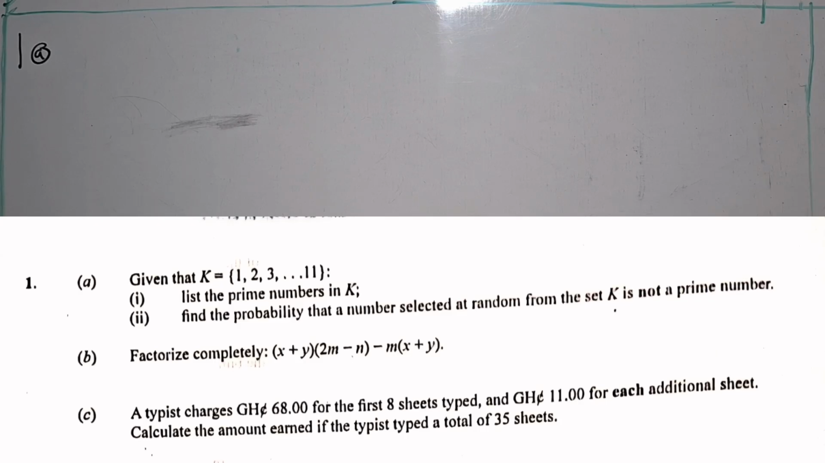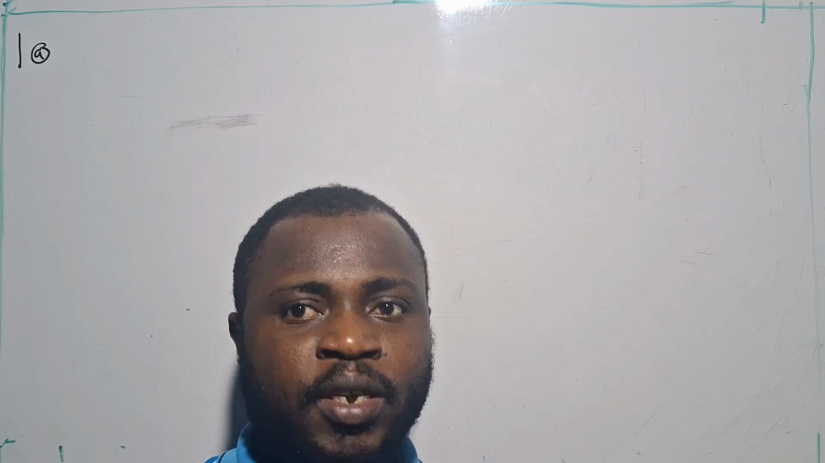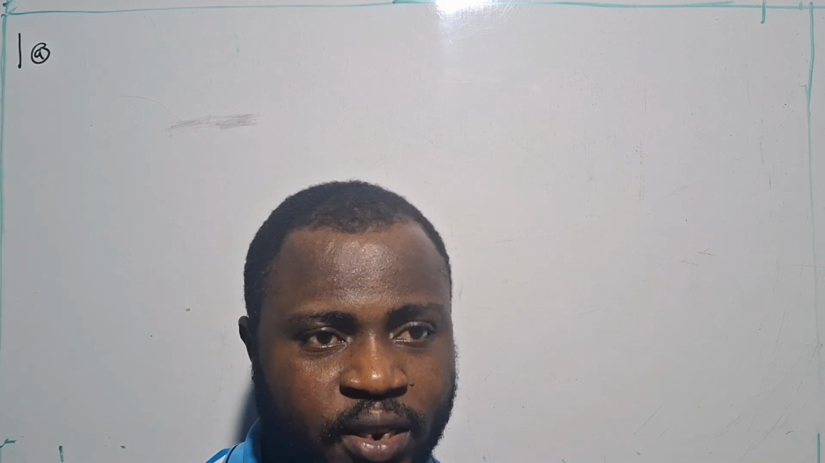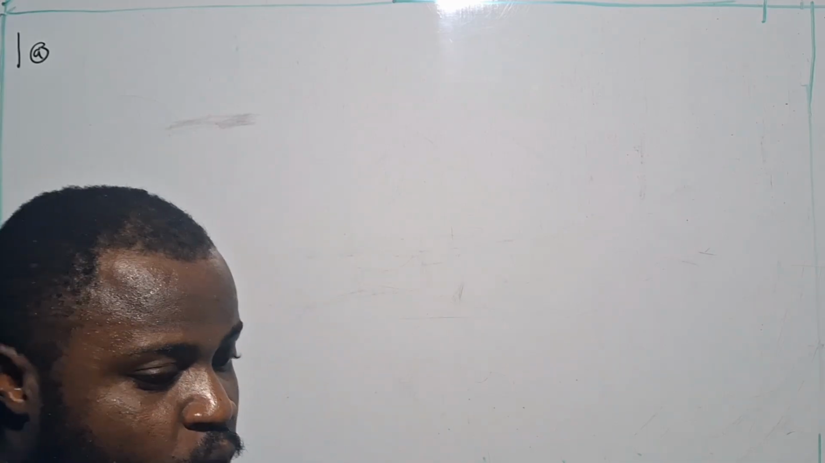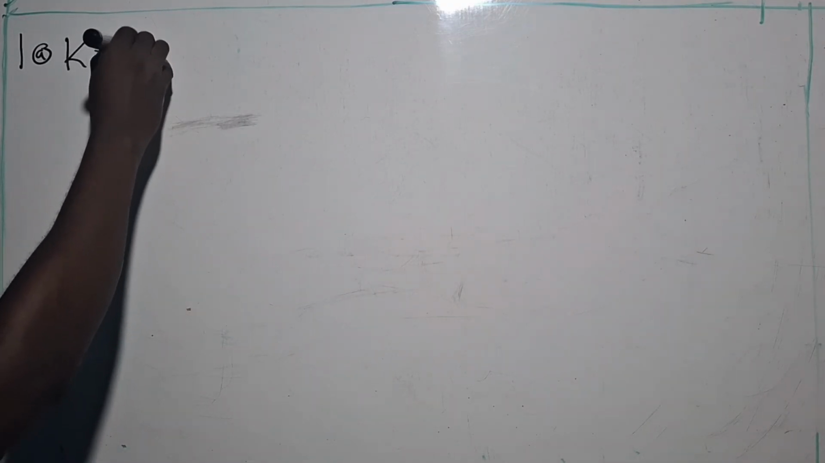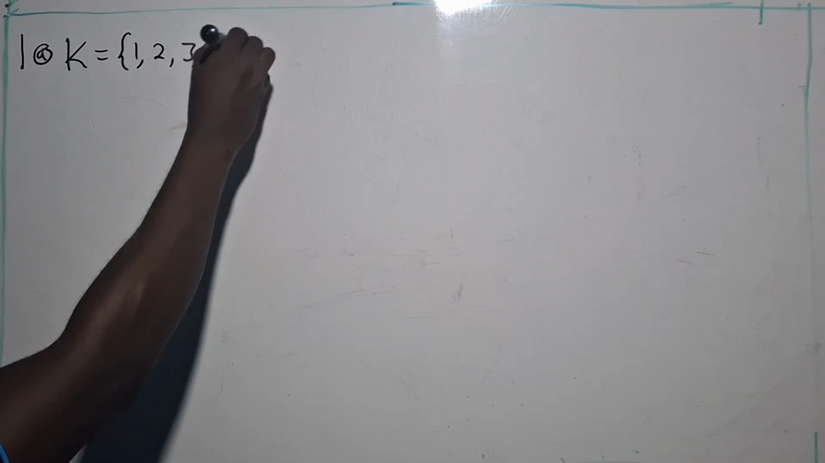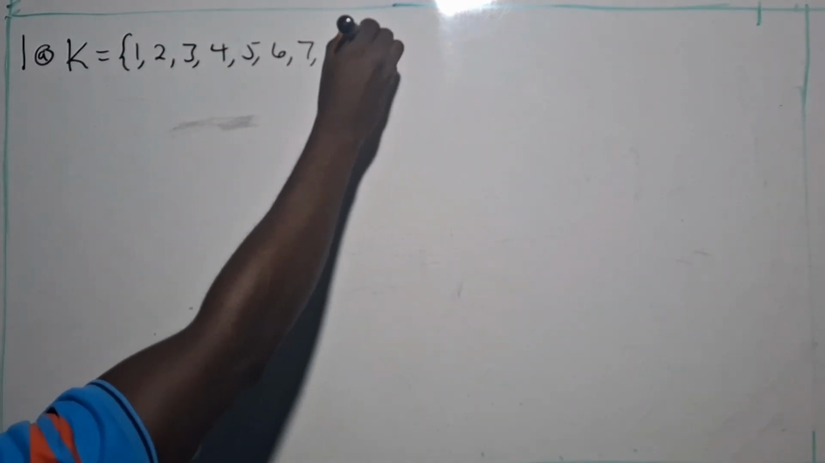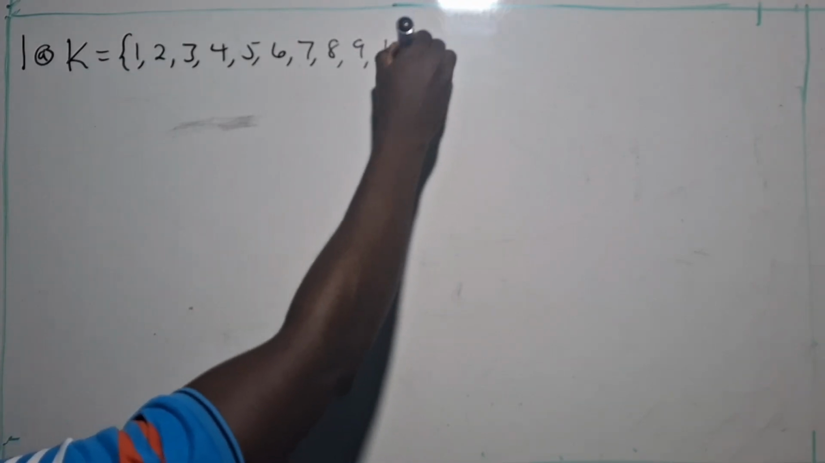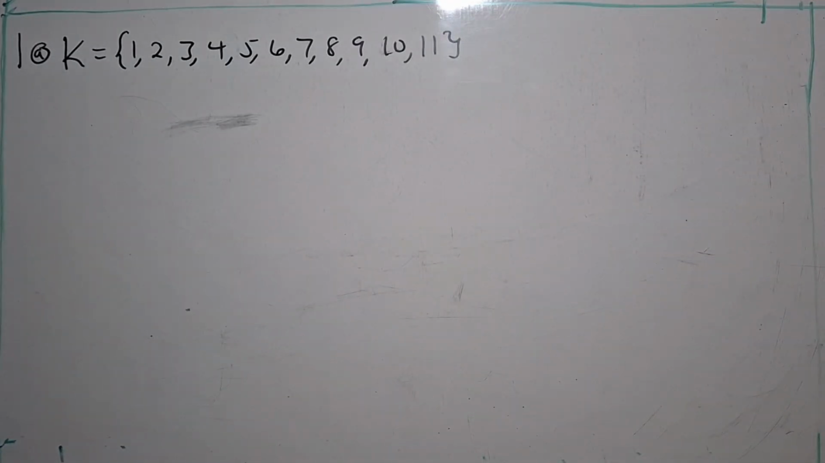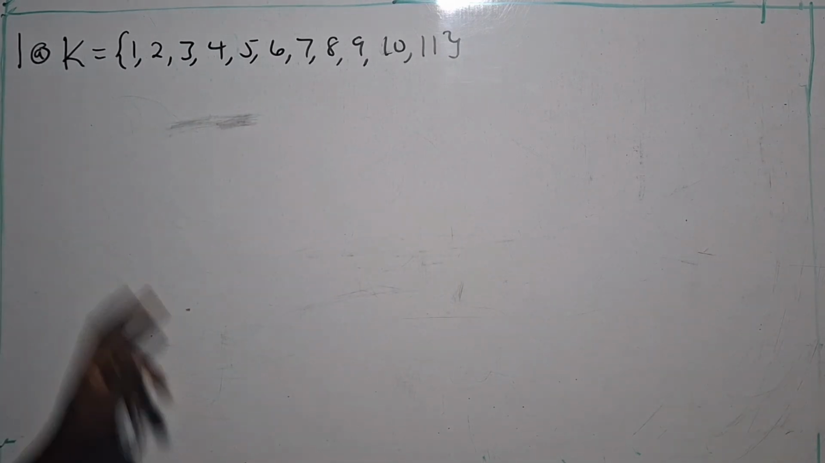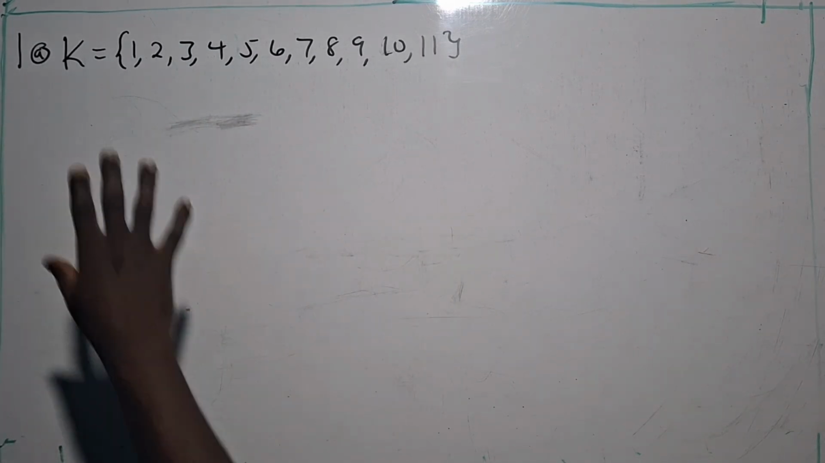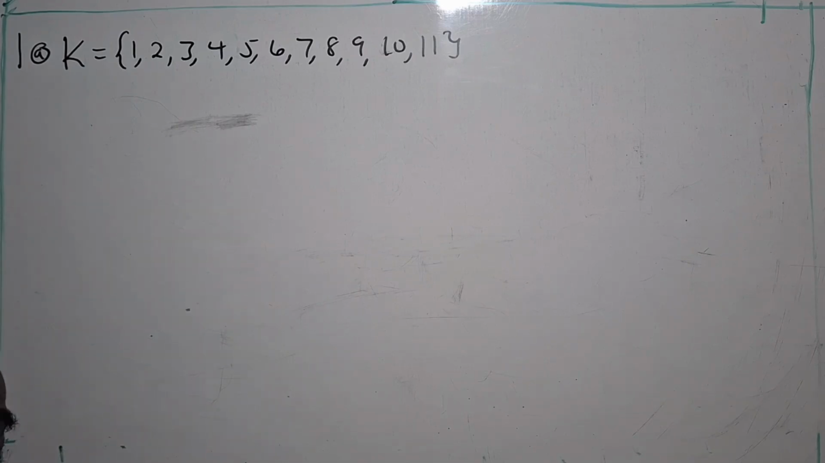Question 1A, the set was given, and I've said to students that anytime you see a question like this with a set not completed, the best thing to do is to complete the set. Set K is given as 1, 2, 3, up to 11, which means there are missing numbers. So K is 1, 2, 3, 4, 5, 6, 7, 8, 9, 10, 11. This is the first thing you have to do, listing the elements in K. Complete it, because you are going to use this to answer the questions that follow.